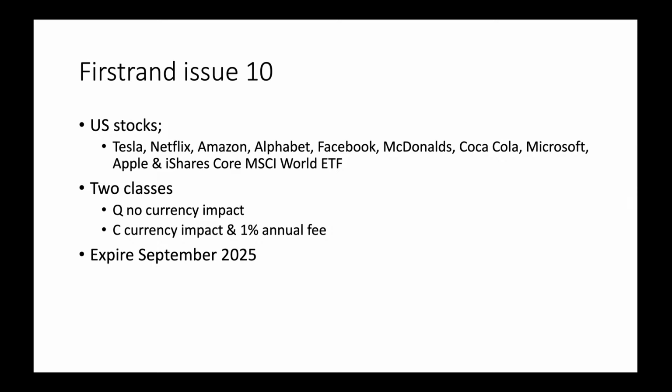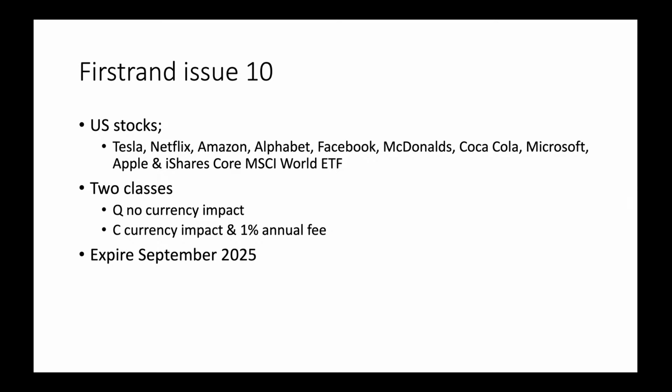They've also issued 2 classes, and they are defined by having either a Q or a C at the end of the code that we use. And those are quite important. The Q has no currency impact. In other words, if Facebook is up 2% in the US, your ETN will be up 2% regardless of what the Rand does. If the Rand moves 10%, your ETN won't change value at all. The C's have currency impact.